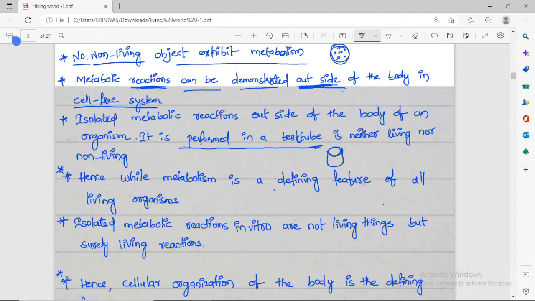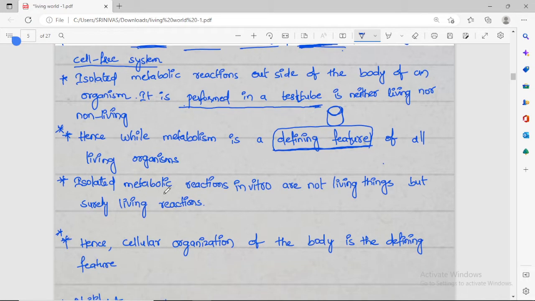It is performed in a test tube, which is neither living nor non-living. Next, this is the most important point. While metabolism is a defining feature, reproduction is not, and growth is not. But metabolism is a defining feature of all living organisms.